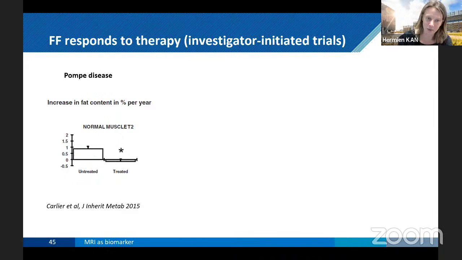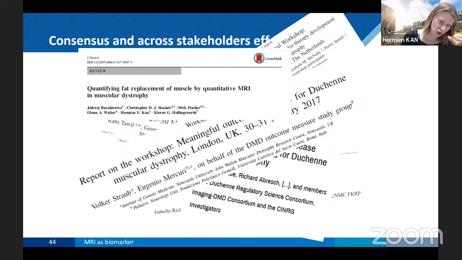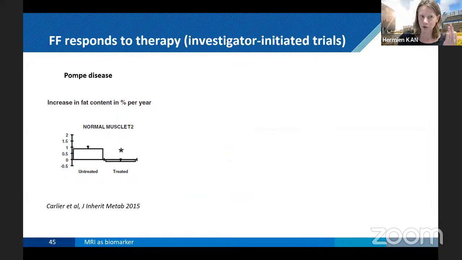But where we are now, I think what is most important is that there are positive trials where MRI is used. So what these consensus efforts have resulted in is that at least the protocols that are used across these different studies are relatively similar. So the first positive trials are now starting to appear.